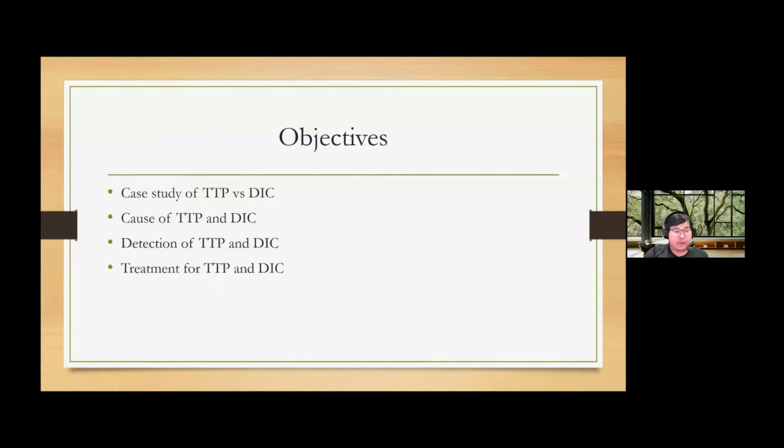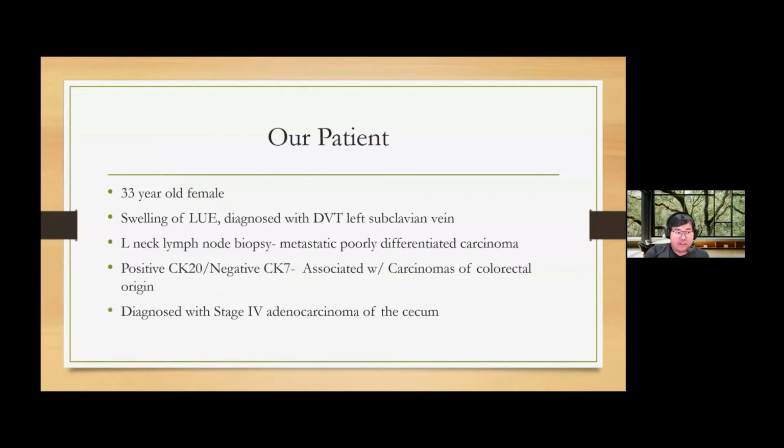So let's meet our patient first. Our patient is a 33-year-old female who had swelling of her left upper extremity, which was eventually diagnosed as a DVT of her left subclavian vein. A lymph node biopsy in her left neck showed poorly differentiated metastatic carcinoma, and on special histological stain, immunohistochemistry, she had a positive CK20 and negative CK7.